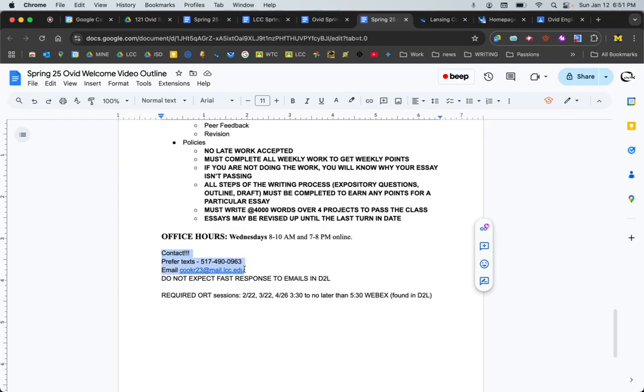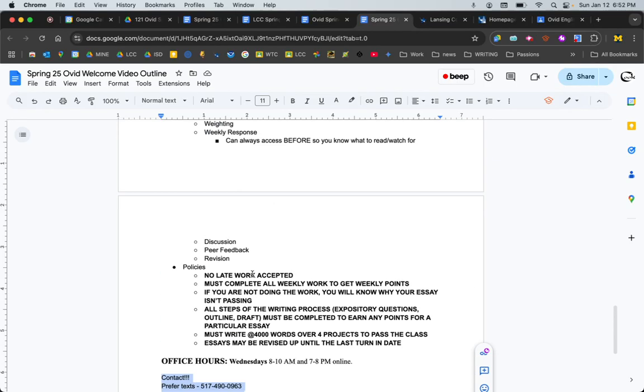And those are the dates. We start at 3:30 and they'll go no later than 5:30, but they often will end earlier than that. I really use them as more of a check-in, and they give you an opportunity to interact with individuals, emulating how you will interact on the discussion boards. So that's how we handle ORTs.